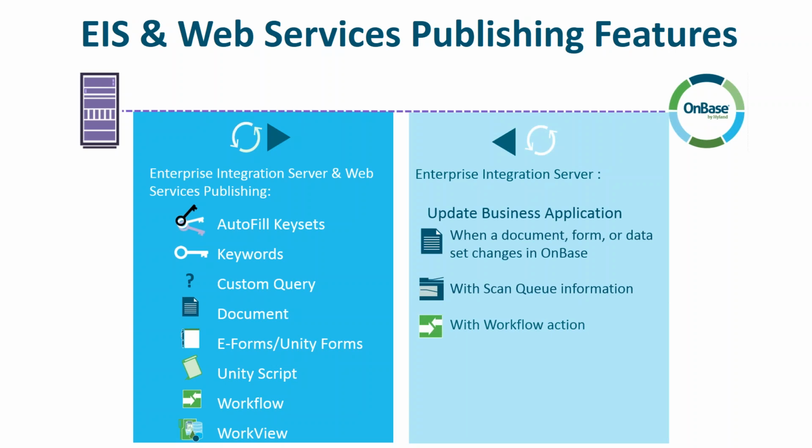But Enterprise Integration Server is the only product that has that other direction. So we can use EIS to update a business application if something changes in OnBase, or with scan queue information to keep that system updated on what's happening in a scan queue, or with a workflow action, as a part of a process, to call EIS to do something with the other system.